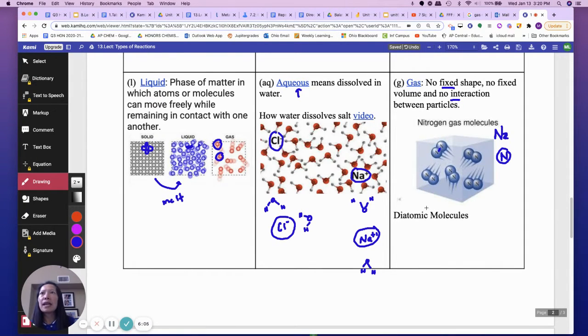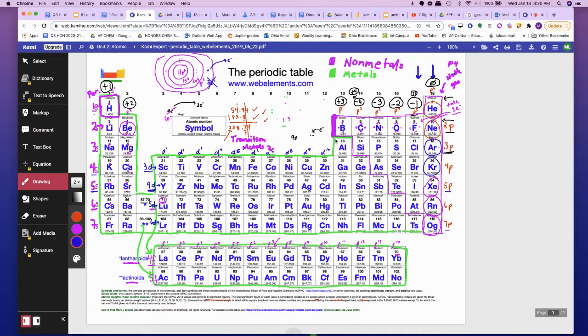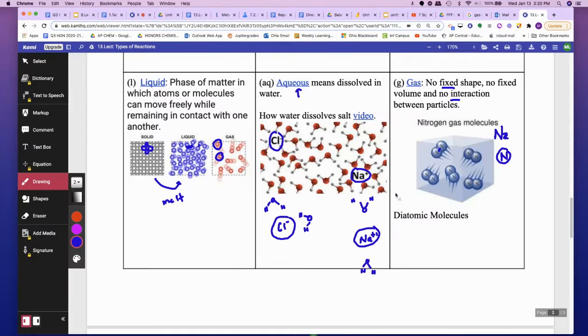Look at the periodic table. Nitrogen has 5 valence electrons: 1, 2, 3, 4, 5. Oxygen has 6, fluorine has 7. So I'm going to talk about N, O, and F, okay? Let me show you why N cannot exist by itself. It has to exist as a diatomic molecule.